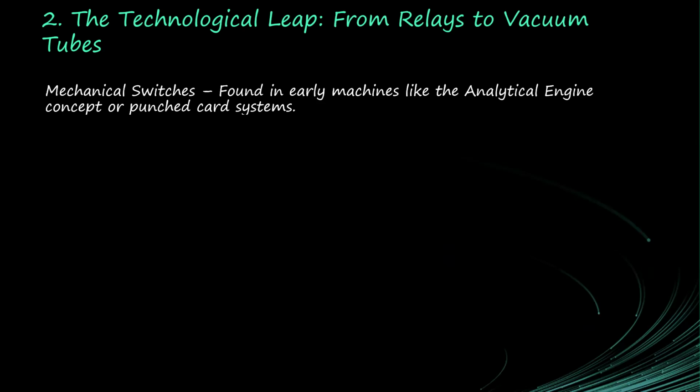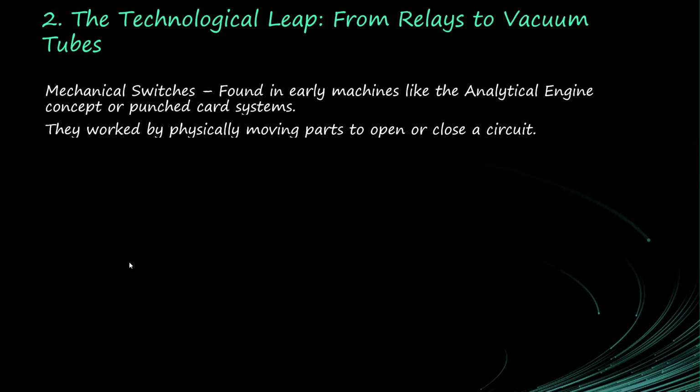Okay. So, mechanical switches found in early machines. They were found in early machines like the analytical engine or punch card systems. So there were mechanical switches, all right? They were found in the analytical engine. Remember, it was Babbage that designed this analytical engine. They work by physically moving parts to open or close a circuit. So these mechanical switches worked by somebody having to move the parts to open or close them.